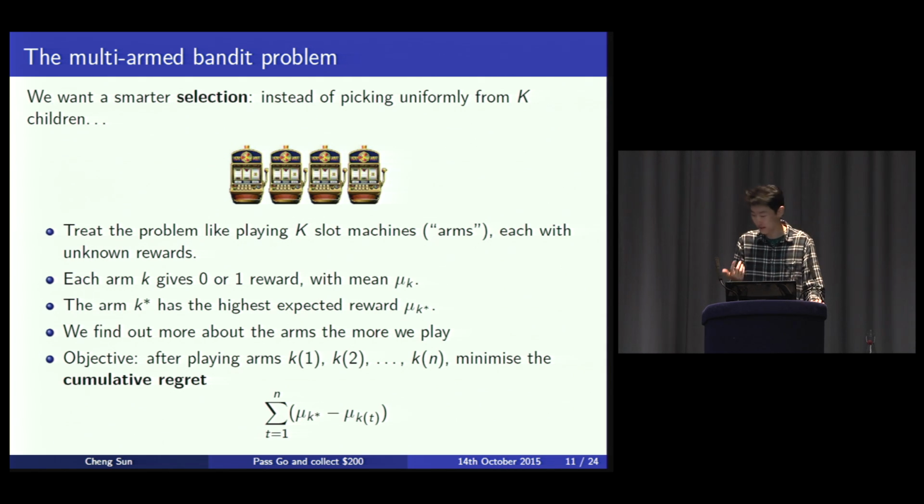Our objective is, after playing n times, so we pull arm k1, k2, up to kn, we want to minimize the regret. And regret is kind of the idea of, what did I lose out by not having picked the optimal arm every single time? So it's the sum of mu of k star take away the mean of the arm that we actually did pick at time t, right? So our objective is to minimize this.